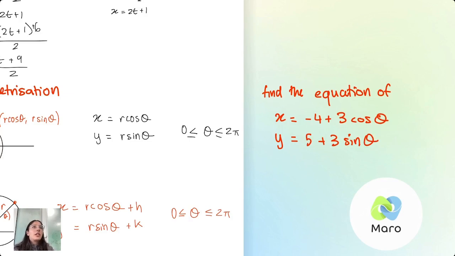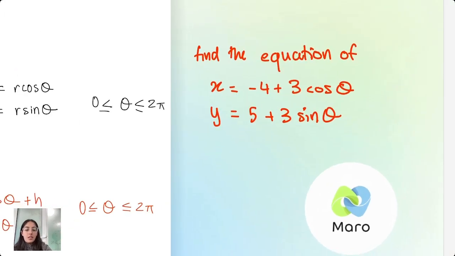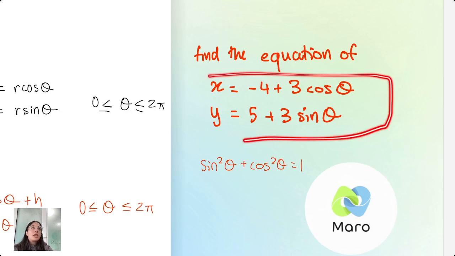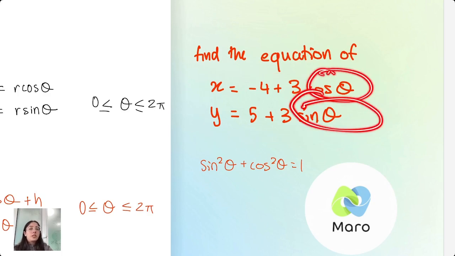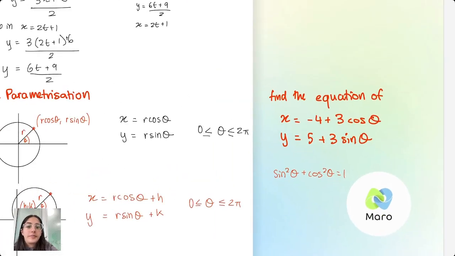And the way I'm going to get you guys to do this is remember something very important, that sine squared theta plus cos squared theta equals 1. Can you guys figure out how to work with both of these equations simultaneously to somehow end up with a cos squared theta and a sine squared theta that you can add together? My hint is going to be rearrange the first equation for cos, rearrange the second equation for sine, and then go from there. Okay? So I'll get you guys to try that now.